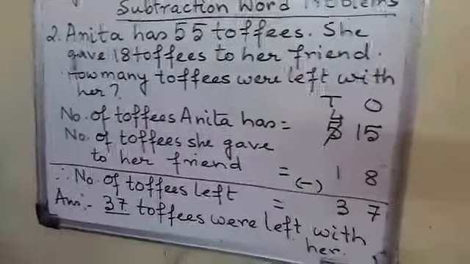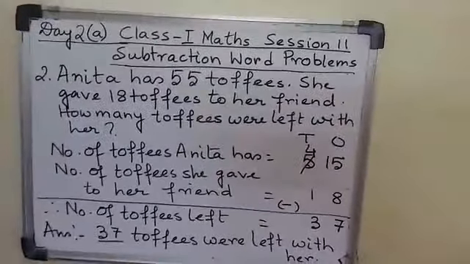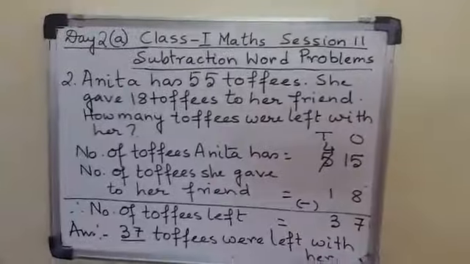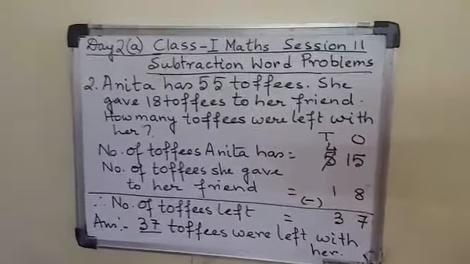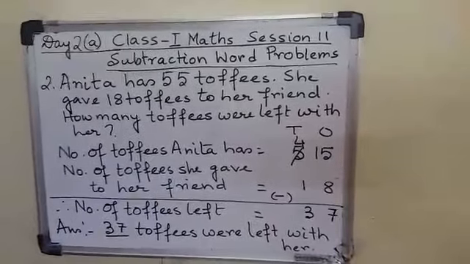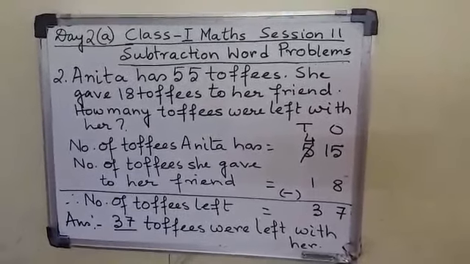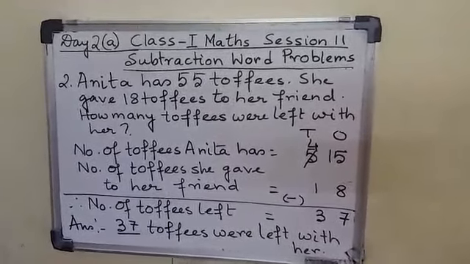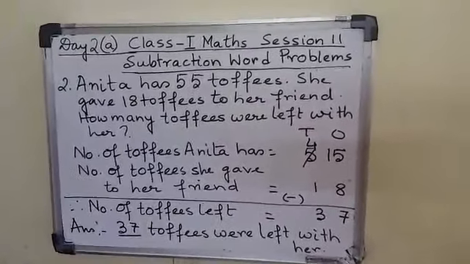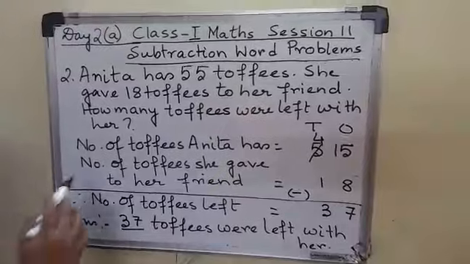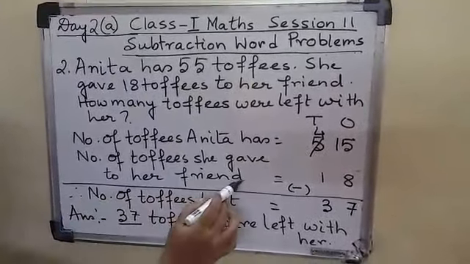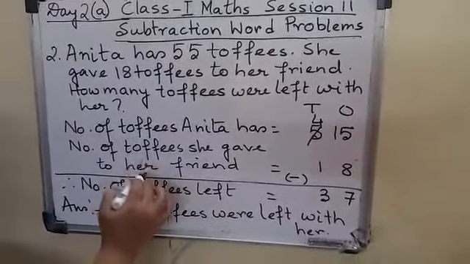Alright children. So the sum is Anita has 55 toffees. She gave 18 toffees to her friend. How many toffees were left with her? So we write down the statement as number of toffees Anita has equals to 55. Please write down the place value as tens, ones or HTO as needed. Number of toffees she gave to her friend. I couldn't write it in one line, so I split it in two lines.